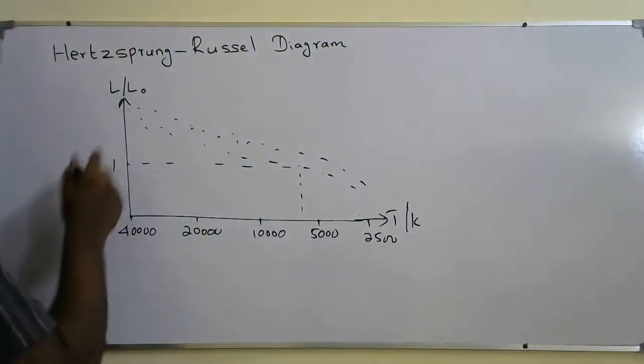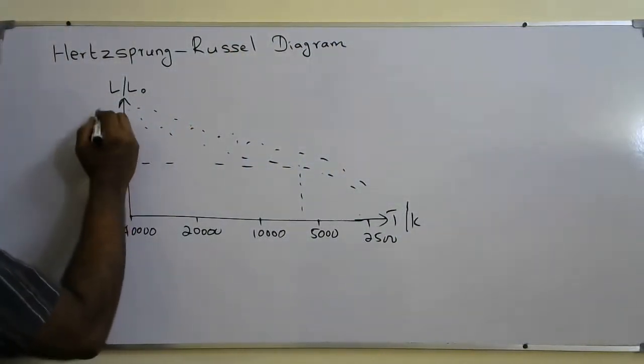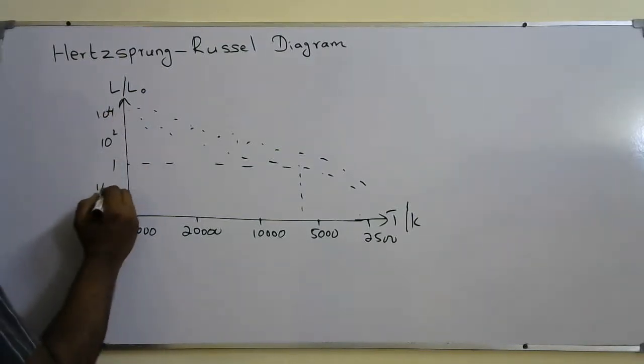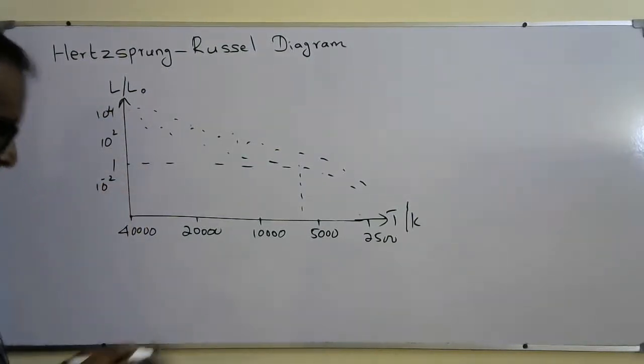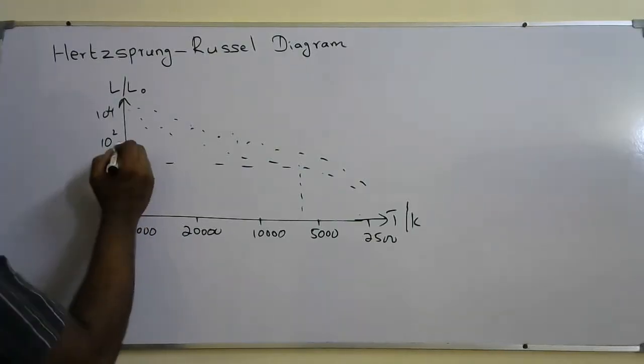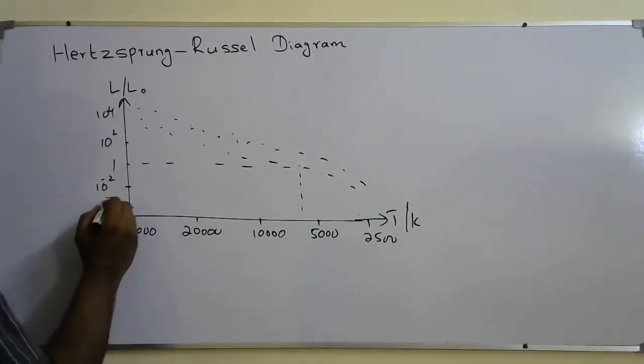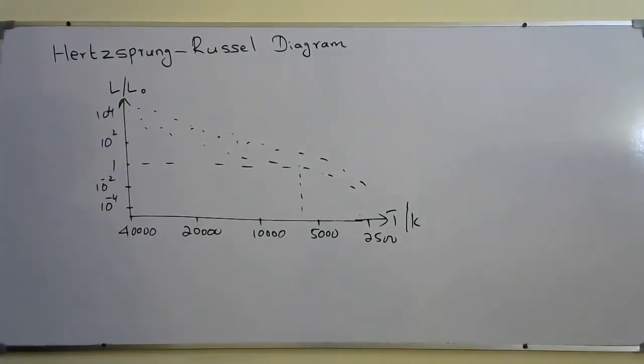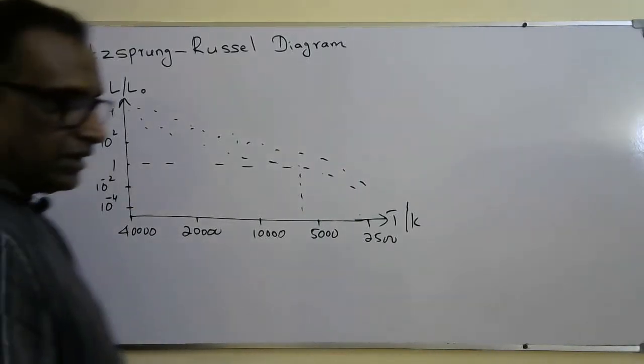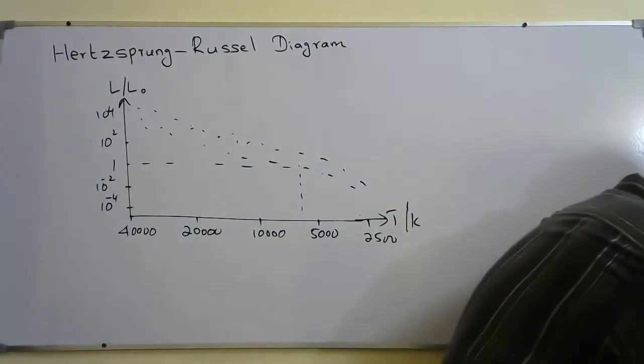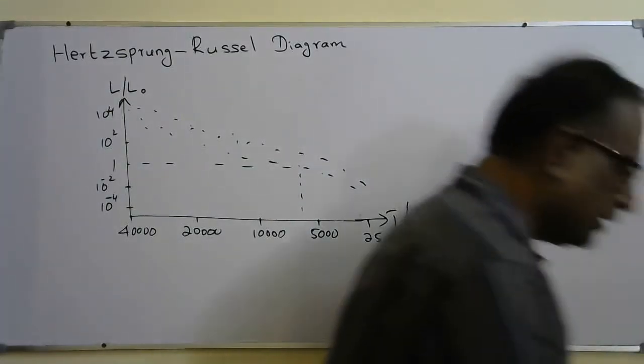Okay, so this is 1, this is 10 to the power 2, 10 to the power 4, so here 10 to the power minus 2, 10 to the power minus 4. Here also, those are given with the ratio. Right, so you can see where to mark the main sequence. I already marked it. So where to mark the white dwarfs?